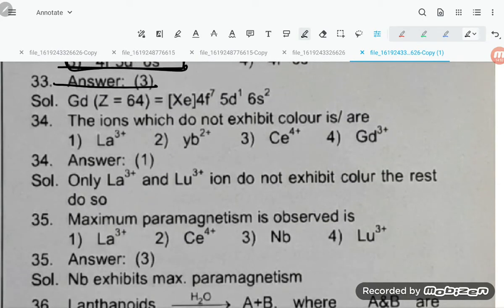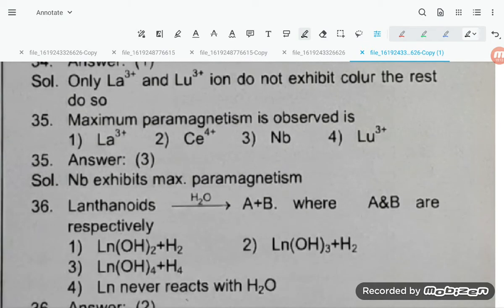Next one, the ions which do not exhibit color: lanthanum does not exhibit color because only La3 plus and Lu3 plus ions do not exhibit color, the rest do, because of the unpaired electrons. Maximum paramagnetism is observed in nobelium.